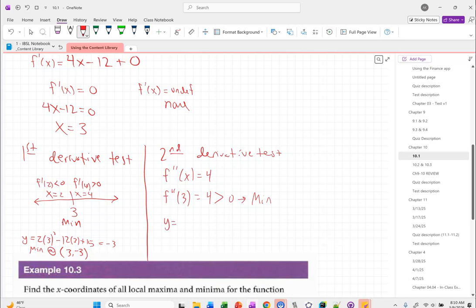And then we do the same thing. To find the y coordinate, we just take that 3 and plug it back into the original function. And we get the same conclusion. So again, first and second derivative tests do the same thing. The start of them is the same. The only difference is how I tell if it's a minimum or maximum. The process you use to tell what it is is different. That's it. Next example. Okay.